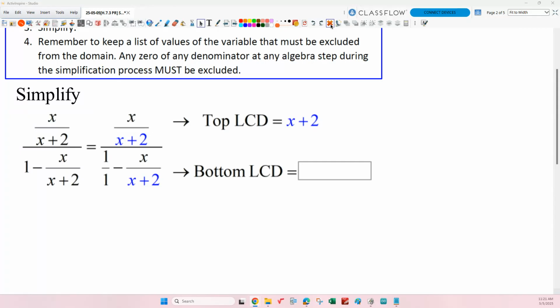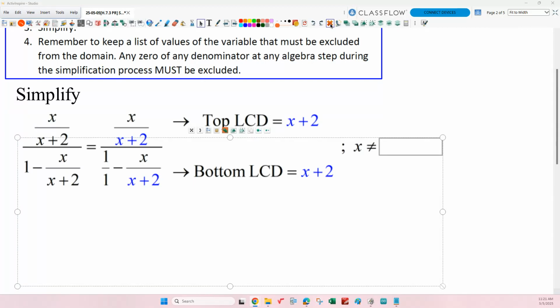You wouldn't need to do this step when you're solving it, because you don't have to factor anything out or combine anything in the top. I think it's just getting in the habit of finding the LCD of the top and finding the LCD of the bottom. So the top stays the same? In this case, yes, the top stays the same. And then the bottom we said was also x plus 2. So what value do we have to exclude?